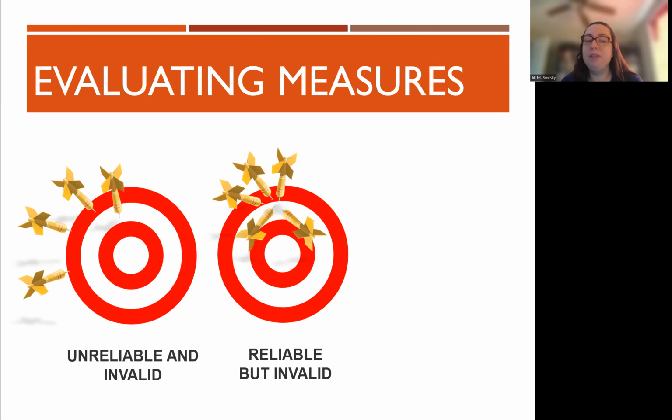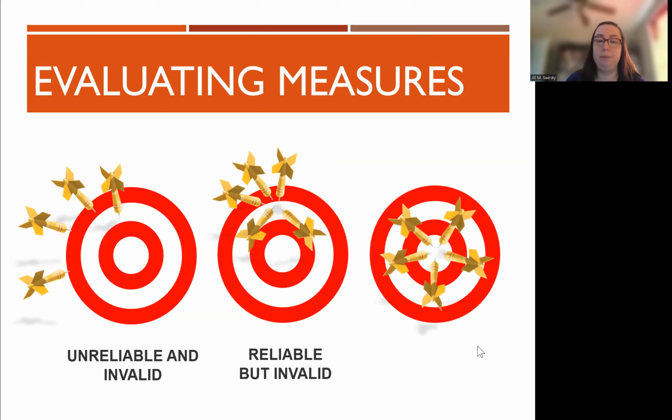This one is reliable, but it's invalid. This is the bathroom scale measure. It's consistent, right? They're consistent. All of those darts are hitting about the same point. They're consistently hitting the wrong spot. They're consistently invalid. High reliability, low validity.